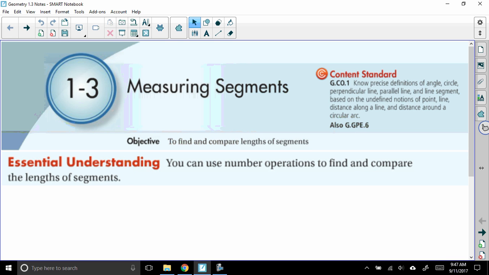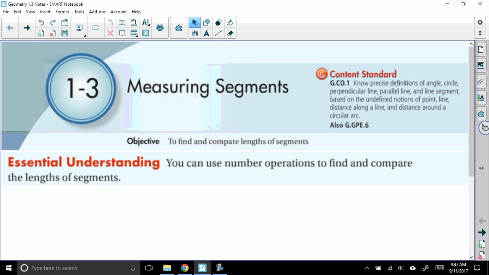The Common Core Content Standard associated with this lesson is that geometry students, whether they're sophomores, juniors, seniors, or freshmen, should know precise definitions of an angle, of a circle, of a perpendicular line, parallel lines, and line segments, based on the undefined notions of point, line, distance along a line, distance around a circular arc, etc. So the objective is to compare lengths of segments.